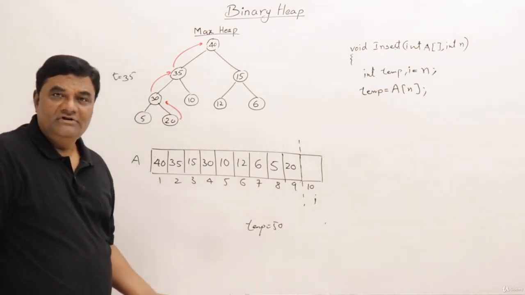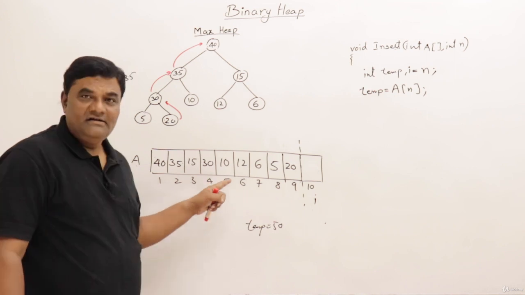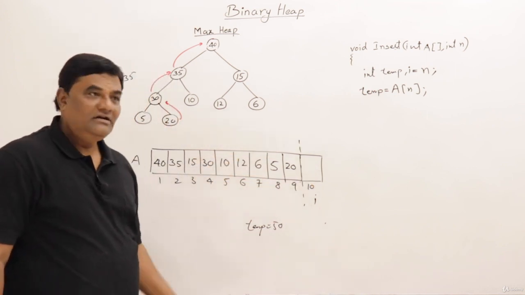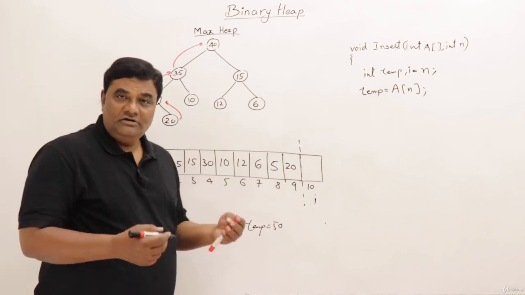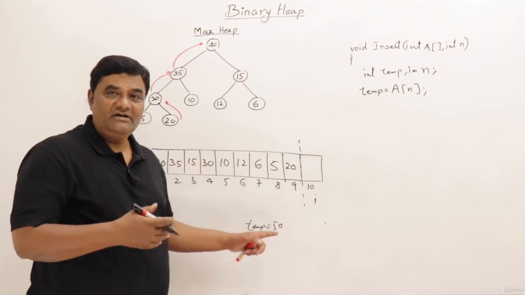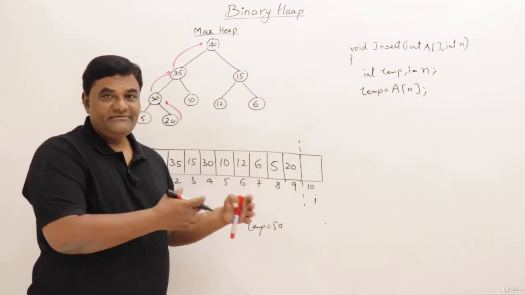Now what I have to do, compare the temp element with the parent of this index i. If temp is greater, copy that element at A of i. Go on doing that same thing. How long? Until you get some element that is greater than temp, stop, or else you have reached 1. So as long as i is greater than 1, I should continue.